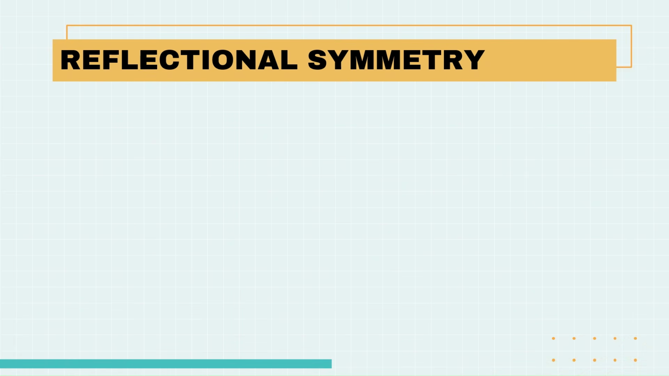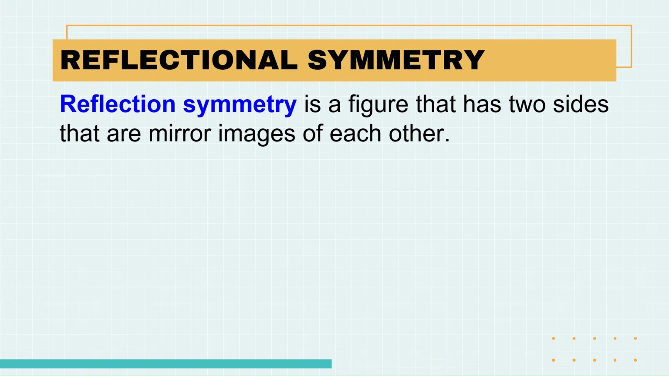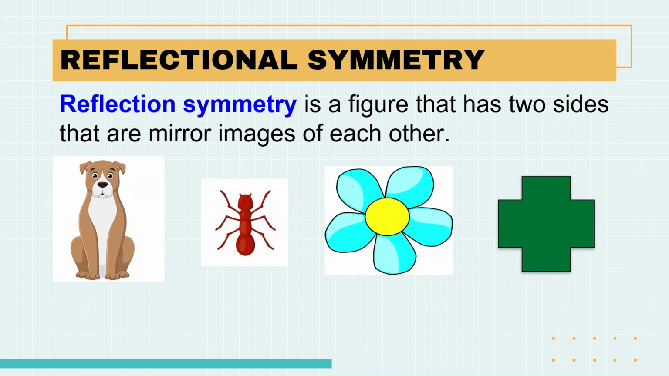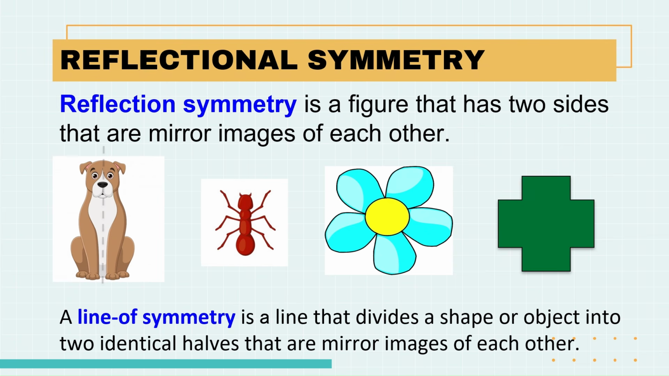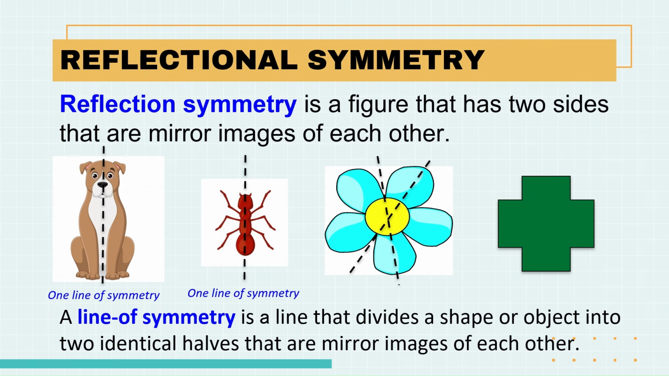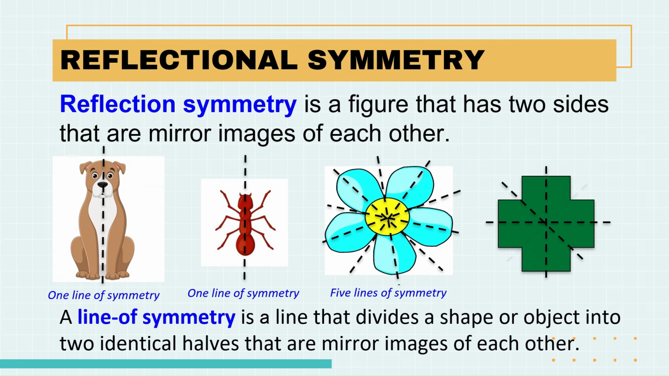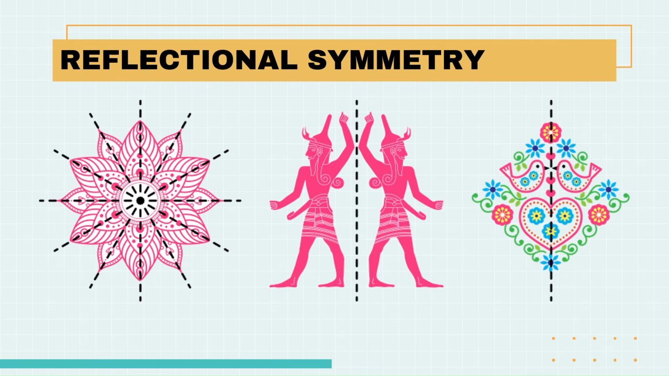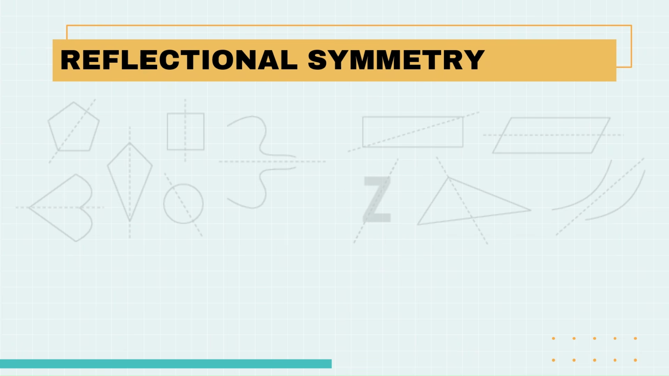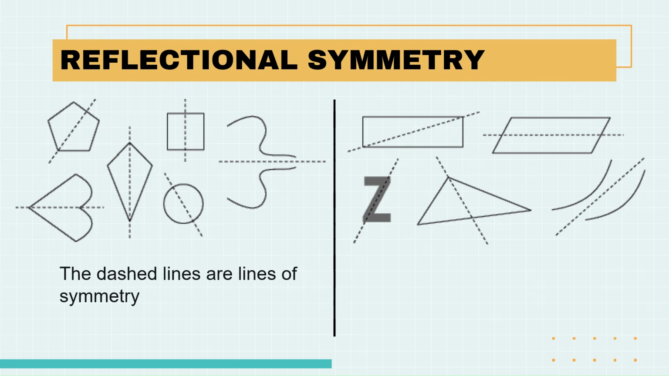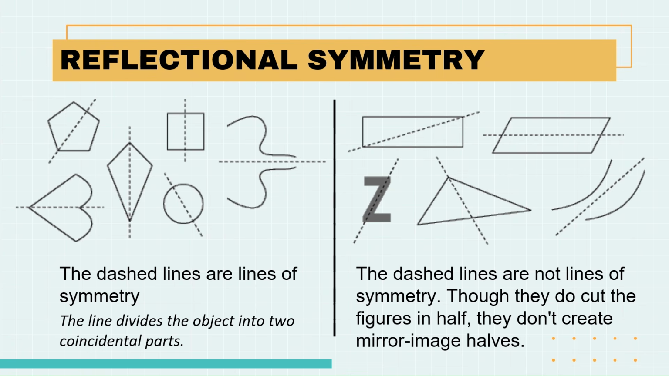Reflectional symmetry, also known as mirror or bilateral symmetry, occurs when a figure can be divided into two identical halves that are mirror images of each other. The line that divides the figure is called the line of symmetry. This line acts like a mirror, where one side reflects the other. For a figure to be symmetrical, both halves must match perfectly in size, shape, and position when folded along the line of symmetry. It is important to note that not all divisions create symmetry. A shape may be split into two parts, but if the two sides are not exact mirror images, then the figure does not have reflectional symmetry.